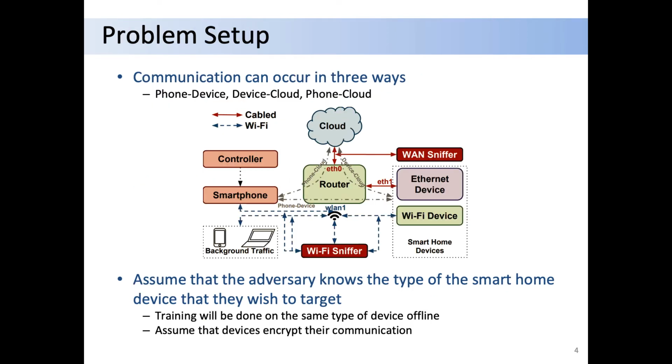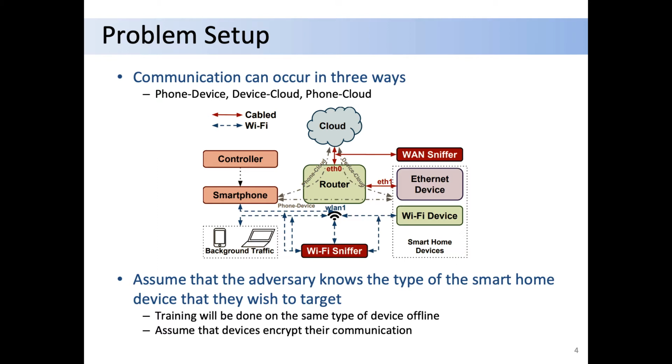So here's the problem setup. The communication can occur in three ways: between the phone and the device, the device and the cloud, and the phone and the cloud. In this case, there can be two sniffers, one in the local network, the Wi-Fi sniffer, and one in the wide area network, or the WAN sniffer. So in this case, the Wi-Fi device is going to be on the right, and they can sniff at either of those two locations. And they're going to initiate events from the smartphone itself.